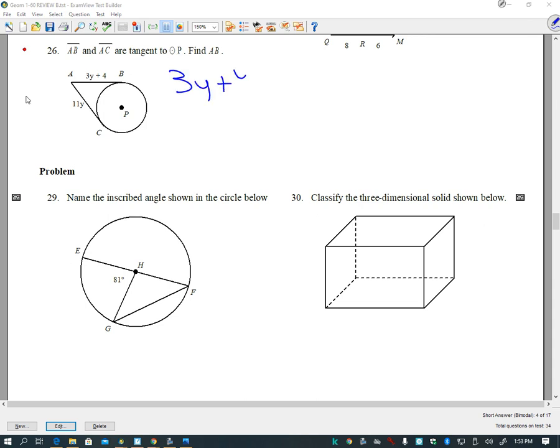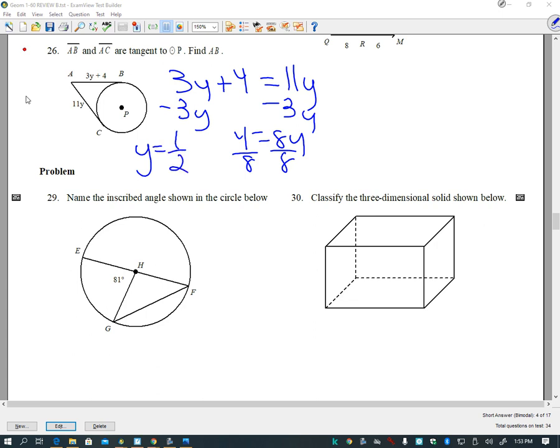plus 4 equals 11y. Okay, you're going to solve for y. You're going to subtract 3y from both sides. You're going to get 4 equals 8y. You're going to divide by 8. You're going to get y equals 1/2. But you're not done because it said find AB.